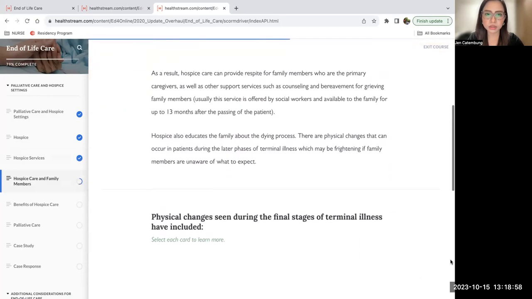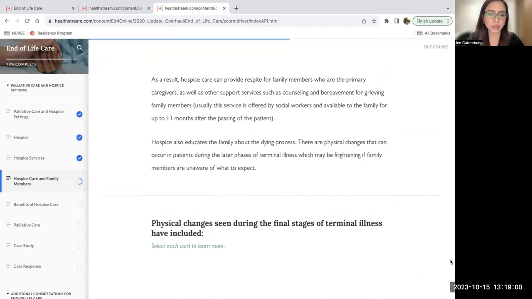As a result, hospice care can provide respite for family members who are primary caregivers, as well as support services such as counseling and bereavement for grieving family members. Usually, these services are offered by social workers and available to the family for up to 13 months after the passing of the patient.